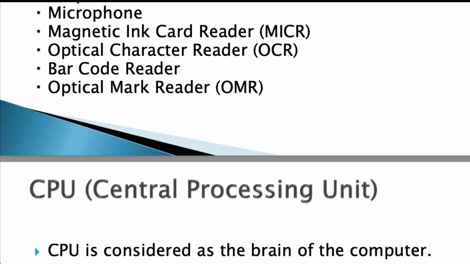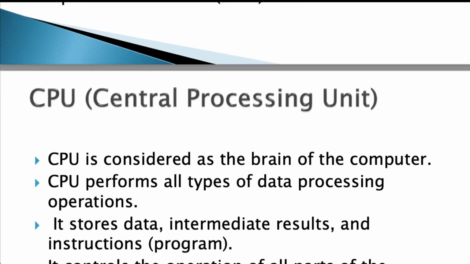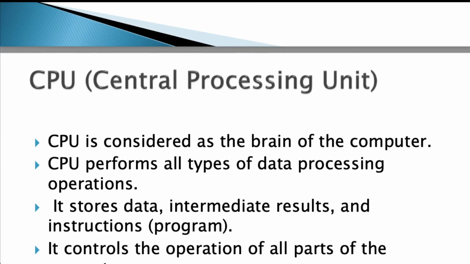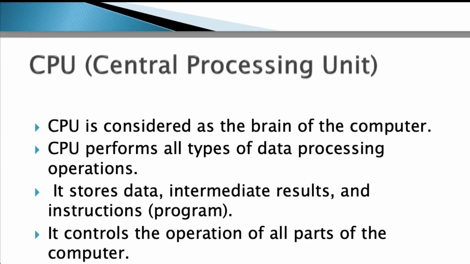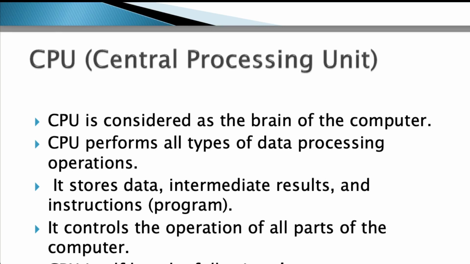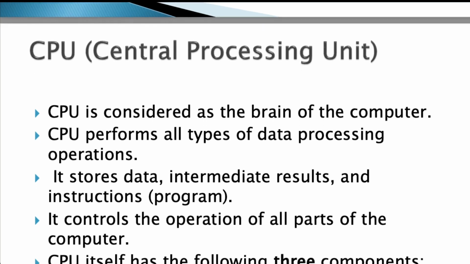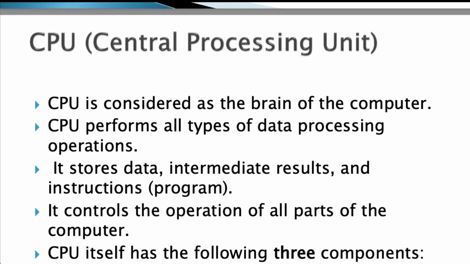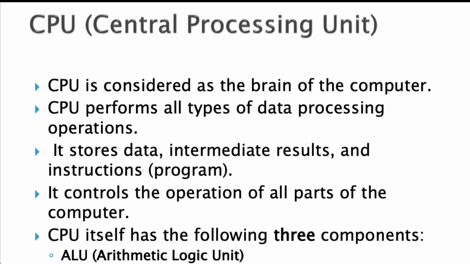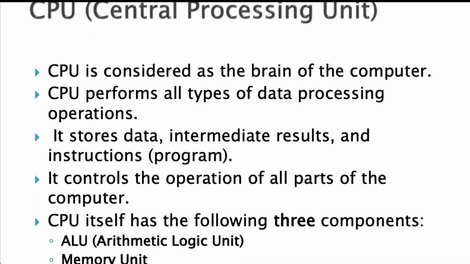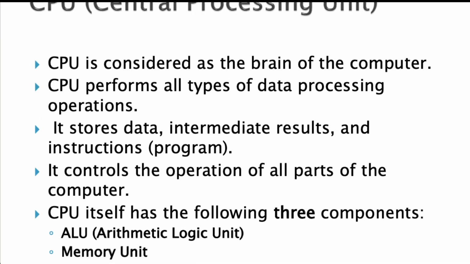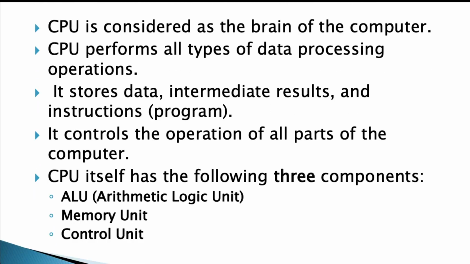Then we have the CPU, otherwise called the Central Processing Unit. As I mentioned, the CPU is considered to be the brain of the computer. All kinds of data processing operations are carried out by the CPU. The CPU basically stores data, intermediate results, and programs. And CPU has three components: the arithmetic logic unit, the memory unit, and the control unit.